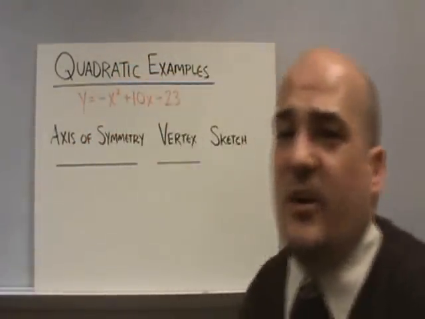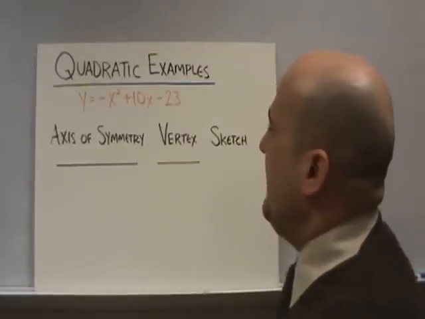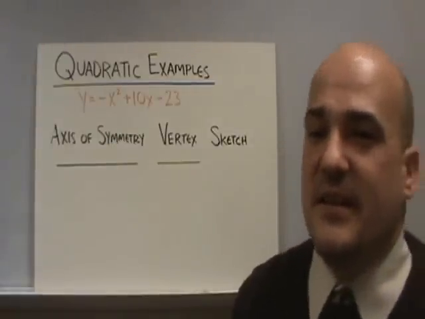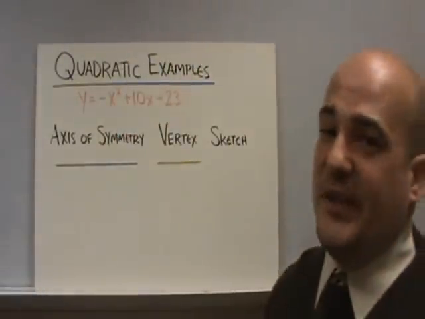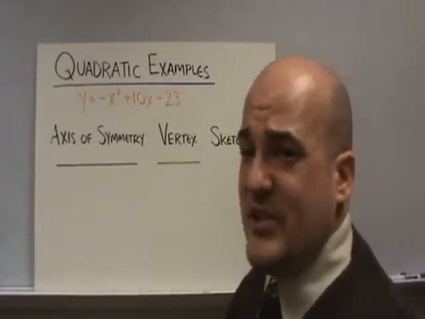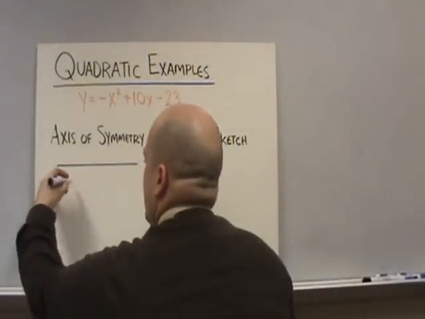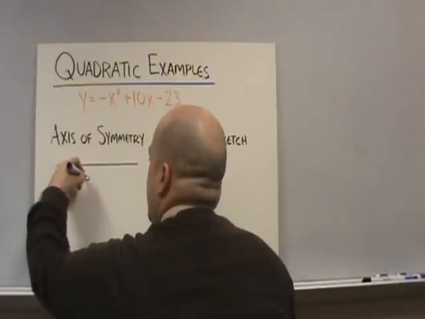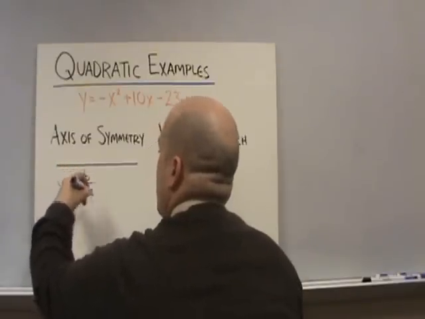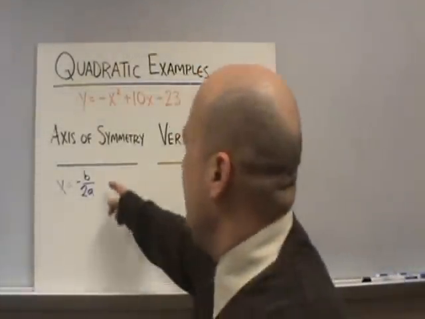This time when we look at our quadratic equation, we have y equals negative x squared plus 10x minus 23. When we look for our axis of symmetry, of course we know that equation already. That equation is x equals negative b over 2a. Now we just need to find the b and the a.